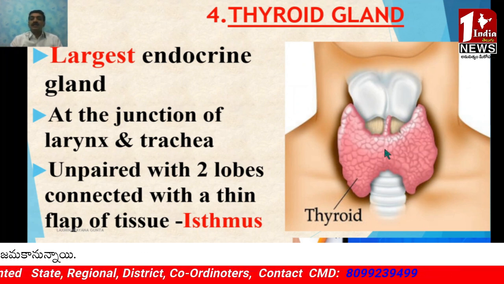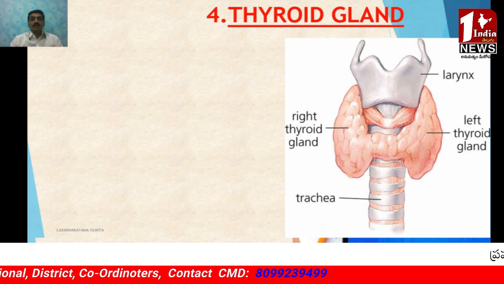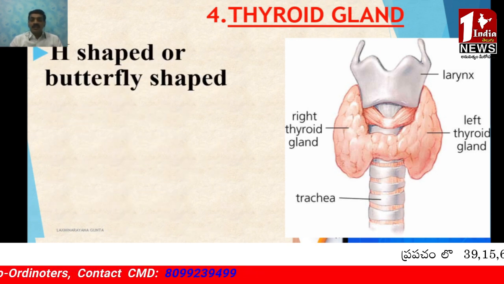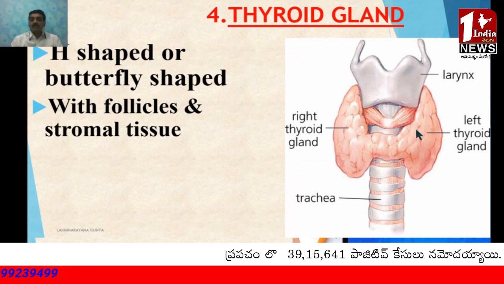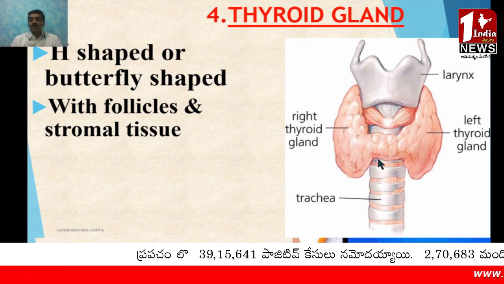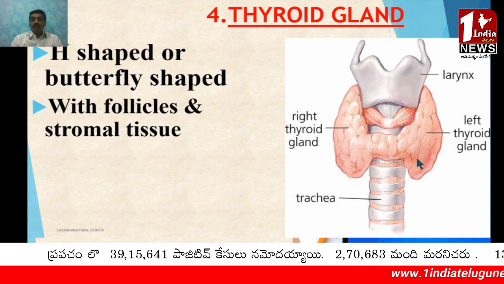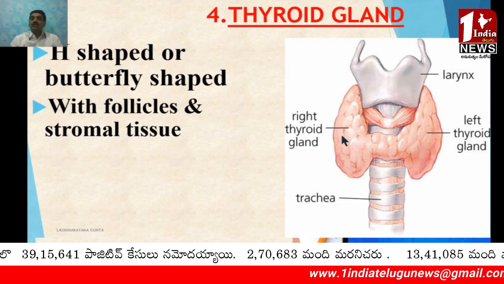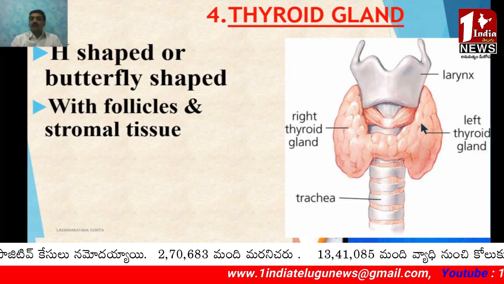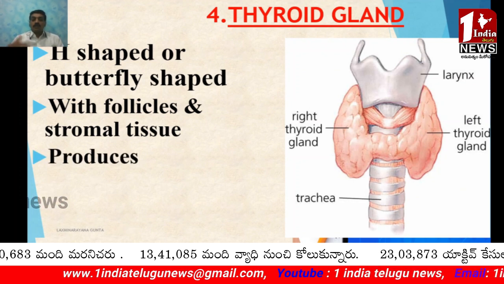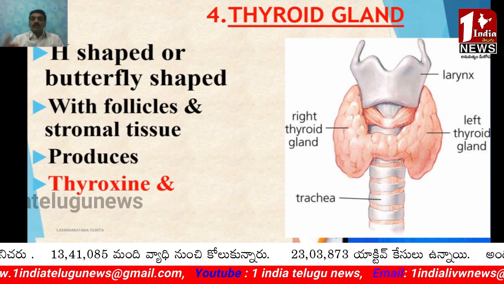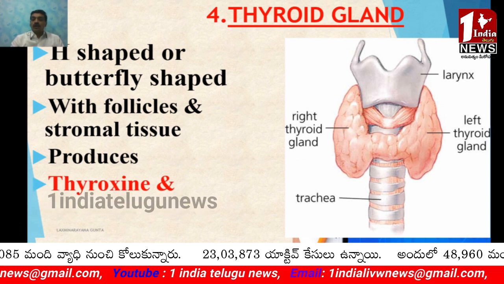Isthmus, it connects the two lobes of the thyroid gland. This thyroid gland is H-shaped or butterfly-shaped. Here you can observe it is H-shaped or butterfly-shaped, with follicles and stromal tissue. These are follicles of the thyroid. The thyroid gland produces two hormones majorly.